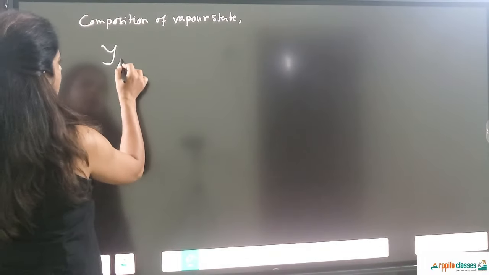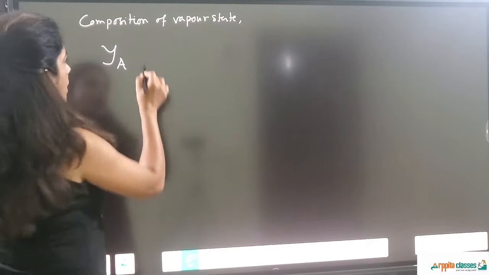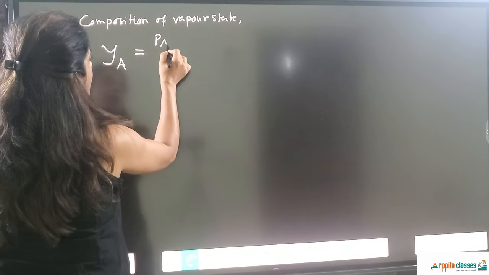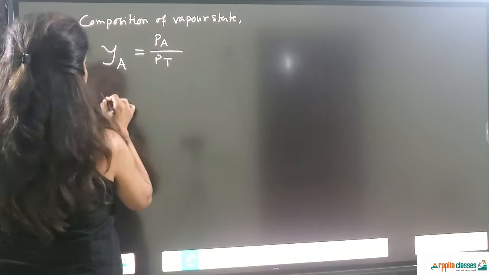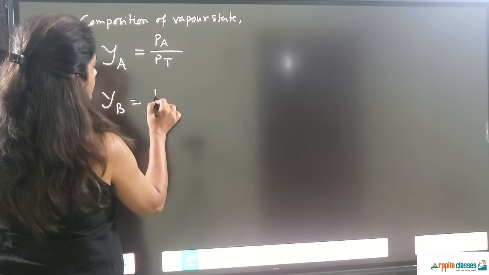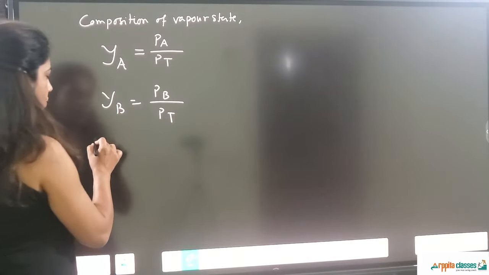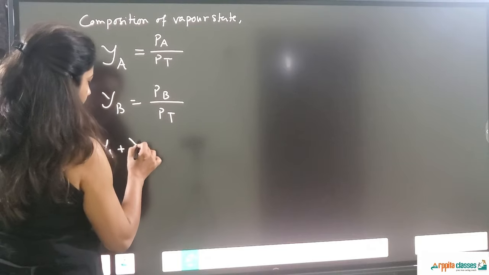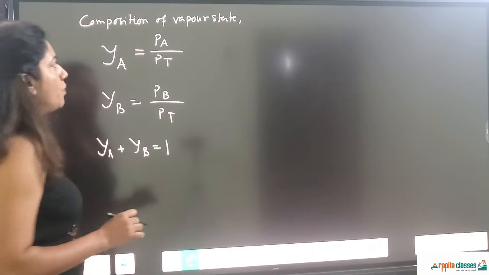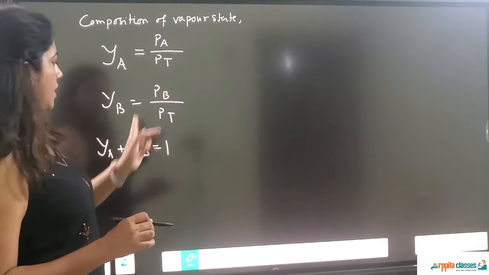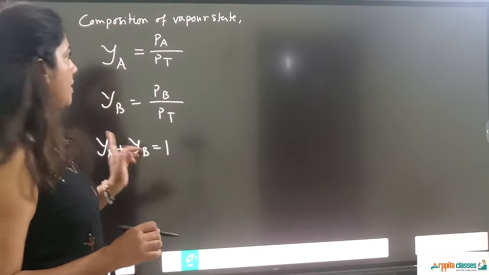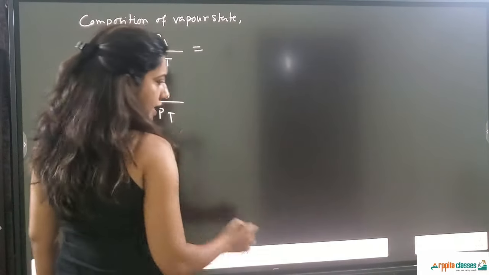Composition of the vapor state is denoted by Y. YA is equal to PA upon PT and YB is equal to PB upon PT. Also we know YA plus YB is equal to 1. So once we get the value of YA, we can even use this formula to get the value of YB. So let's find out. PA is how much?